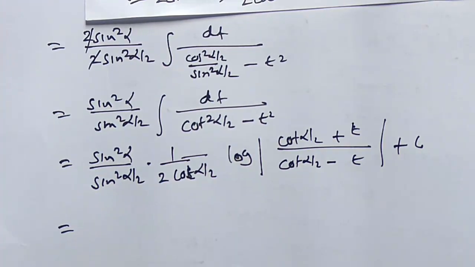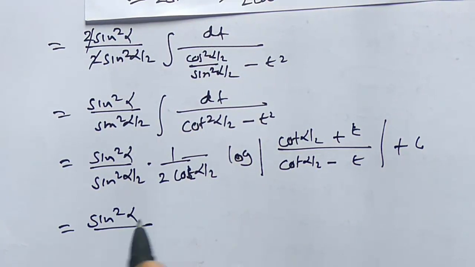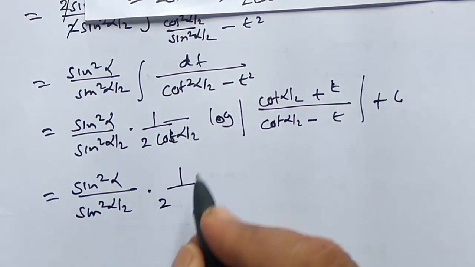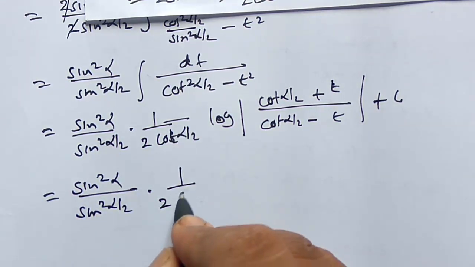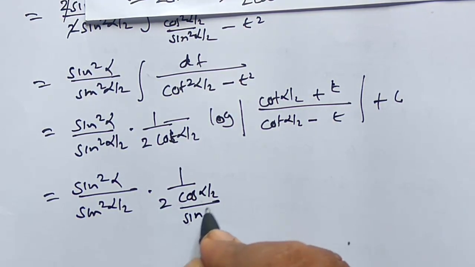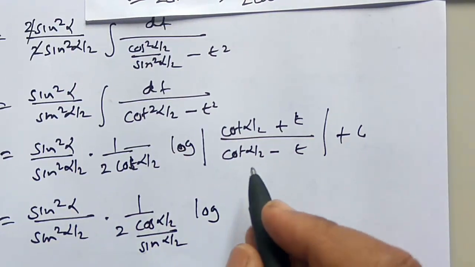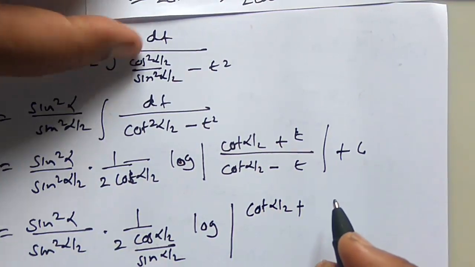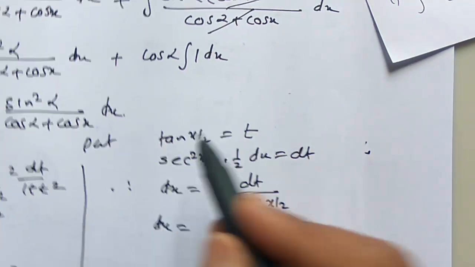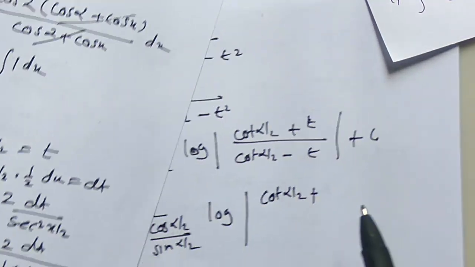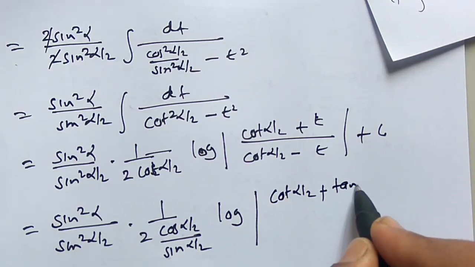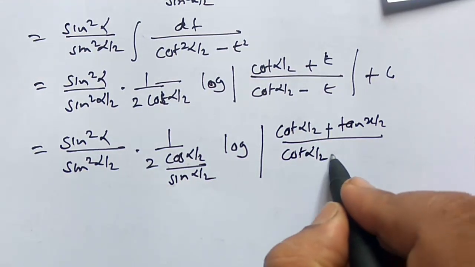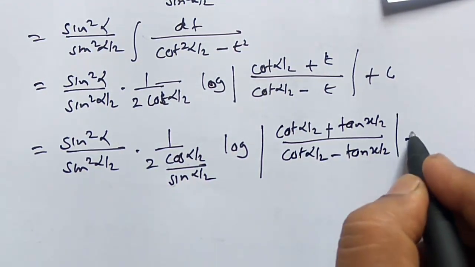So this is equal to sin square alpha upon sin square alpha by 2 upon 2 times cot alpha by 2, which means cos alpha by 2 upon sin alpha by 2, log of cot alpha by 2 plus tan x by 2, since we have taken t is equal to tan x by 2, upon cot alpha by 2 minus tan x by 2 plus c.